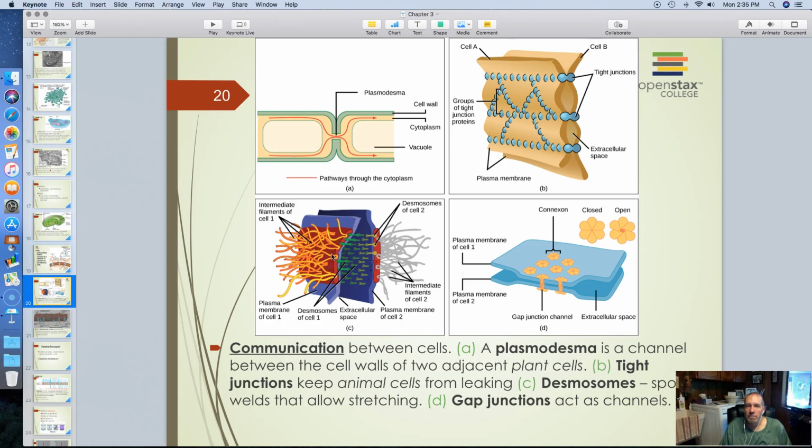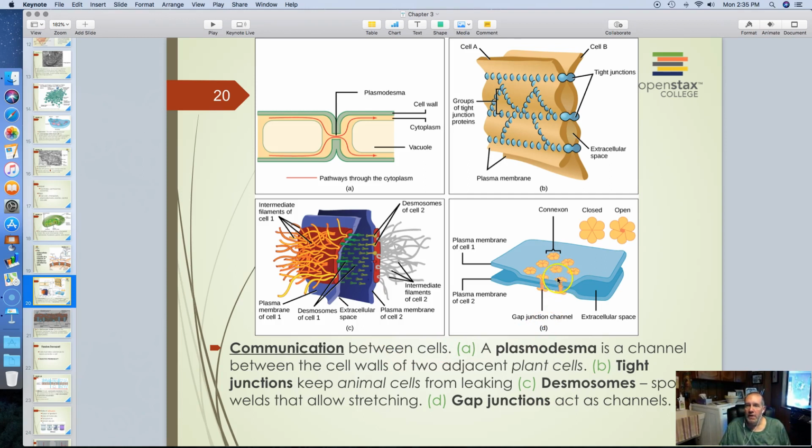Here are two cell walls again, one here, one there. They're also called desmosomes, which are like spot welds. So they allow the cells to move, to stretch, but not tear apart.